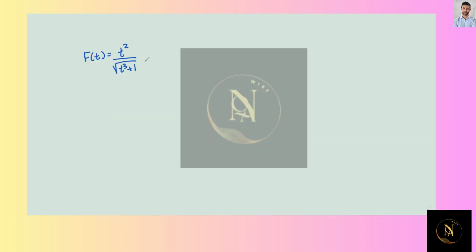All right, our goal is to take the derivative of this function. This function's a quotient, so we'll end up using quotient rule. But before we do it, I'm going to go ahead and rewrite the bottom as t cubed plus 1 to the 1/2 power.